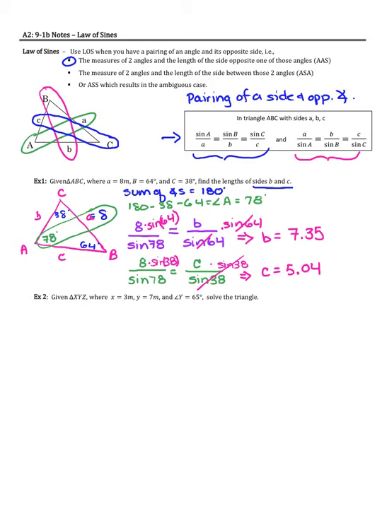Now, let's do a little bigger problem here. So we have triangle XYZ. So let's draw out our triangle. Here is X, Y, Z. So this is little x, little y, little z. And let's write down what they gave us. So they gave us X is 3, Y is 7, and angle Y is 65.